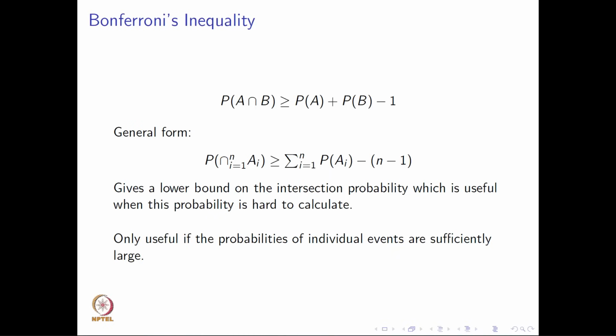However, if you notice the right hand side of the inequality, you should observe that this result is only meaningful when the individual probabilities are sufficiently large. For example, if the probability of A and the probability of B, both these values are very small, then this minus 1 term dominates and the result doesn't make much sense.